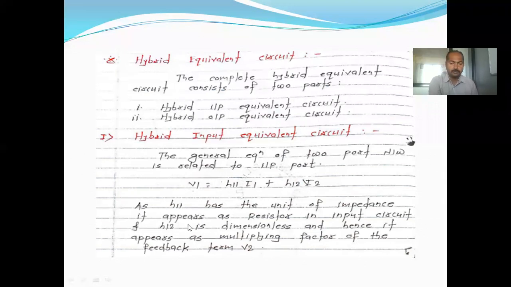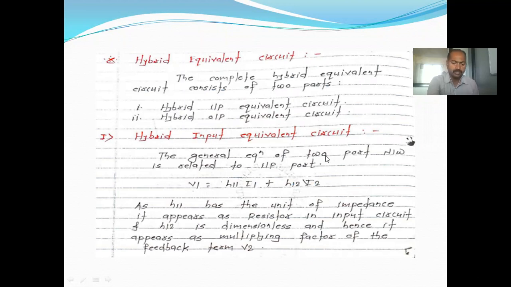Now, H11 is V1 upon I1, which is a resistance, and resistance has the unit of ohm. So H11 has the unit of ohm. H12 is V1 upon V2. It is a ratio, either a voltage ratio or a current ratio, but this is a voltage ratio. A pure ratio doesn't have a unit, so H12 has no unit.